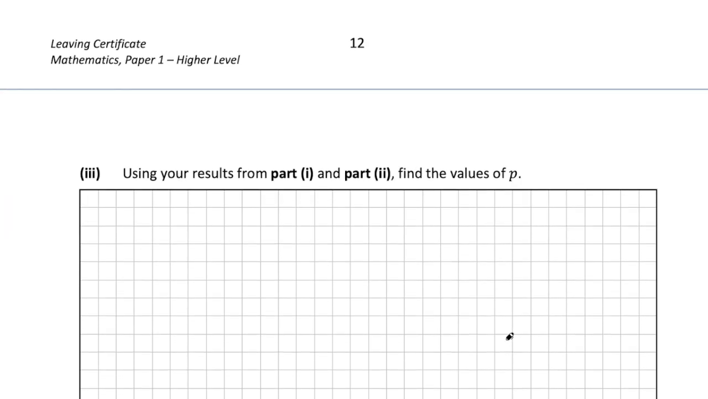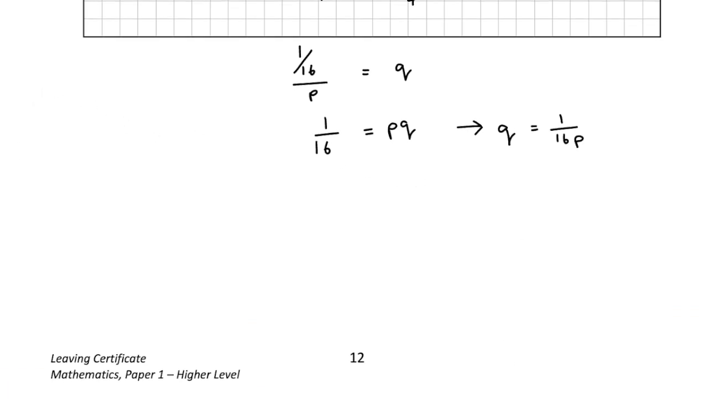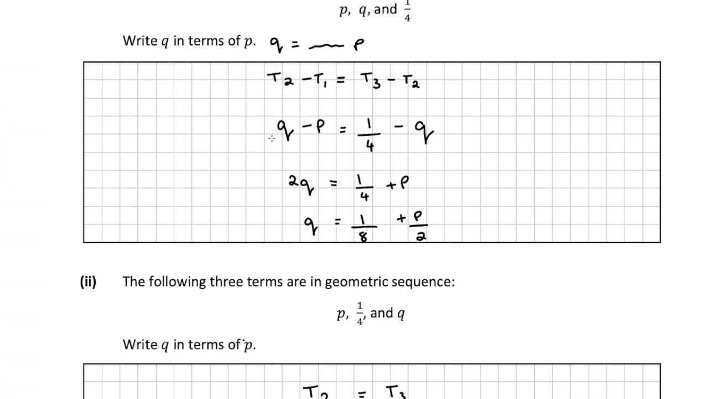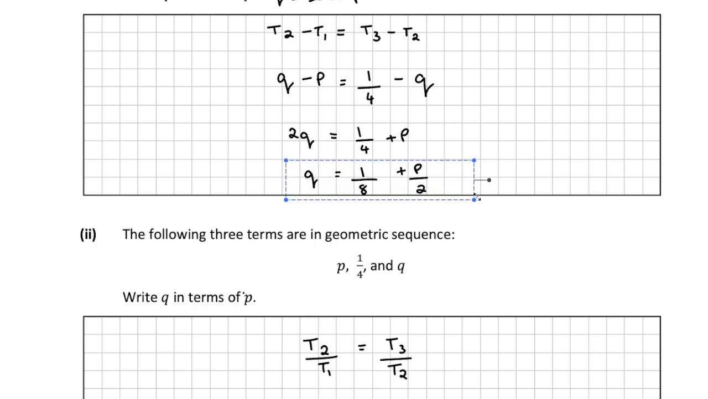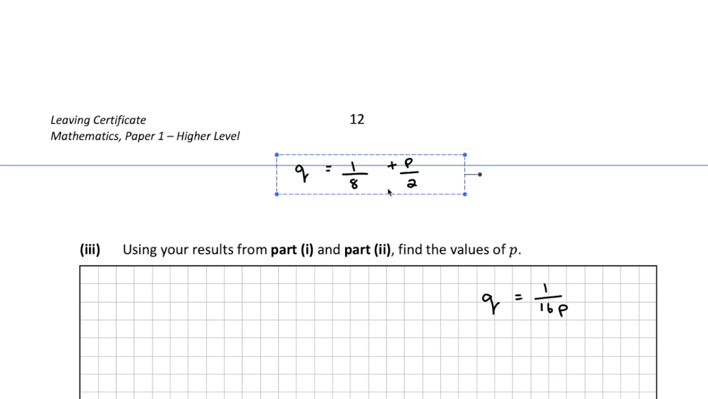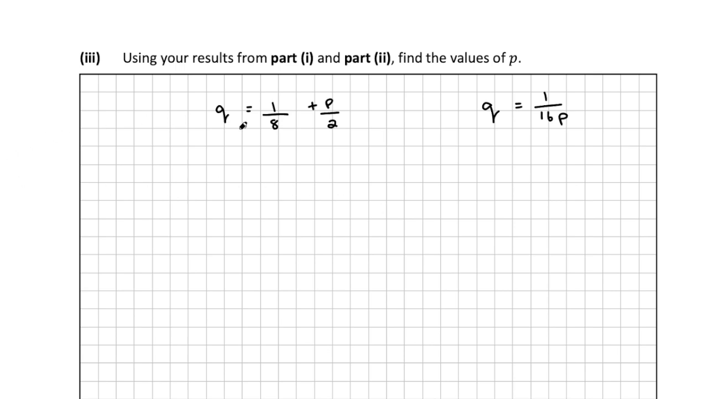The next one says, using your results from part 1 and part 2, find the values of P. So they're asking me to basically do a simultaneous equation. I have two unknowns and two equations now. So here I found out that Q was equal to 1/16P, and previously I found out that it was equal to this. So if Q is equal to both of those things, and we're talking about the same P and Q, which we are, I'm going to say Q is equal to this, Q is also equal to this, let's let them equal each other.